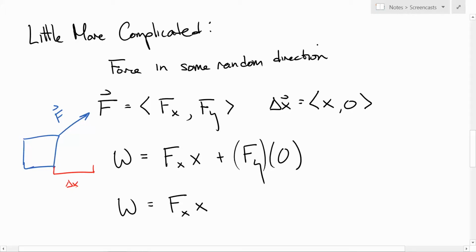Now if we look at this, what we find is that when we do the dot product, x times x, y times y, and this just goes away. So all of this force that we're putting in to lift the box doesn't do anything work-wise. The only bit that goes into increasing the kinetic energy of the box is the bit that's in the direction of motion.